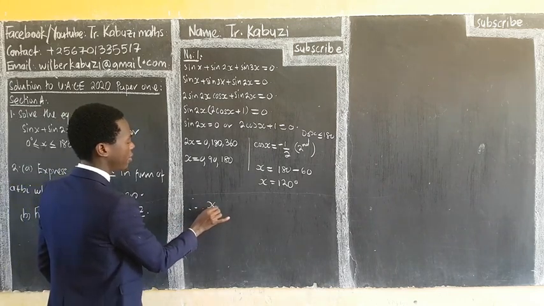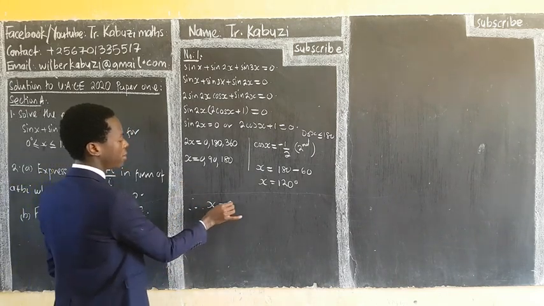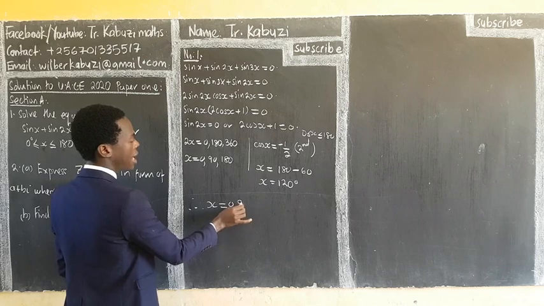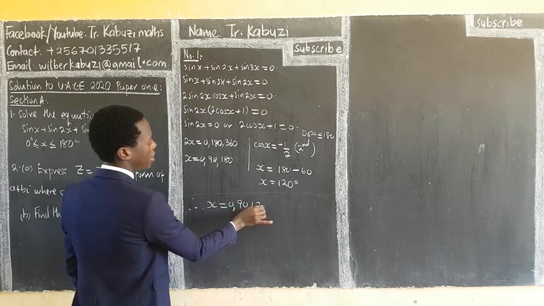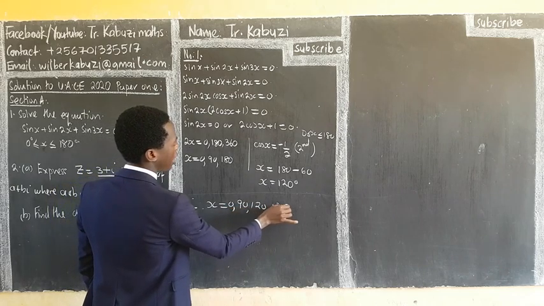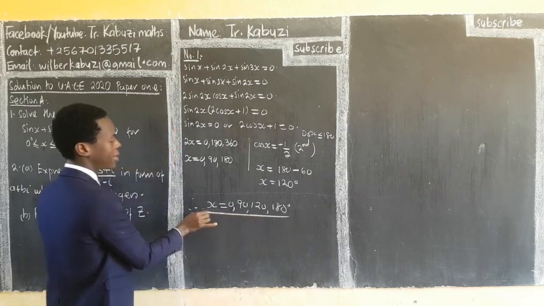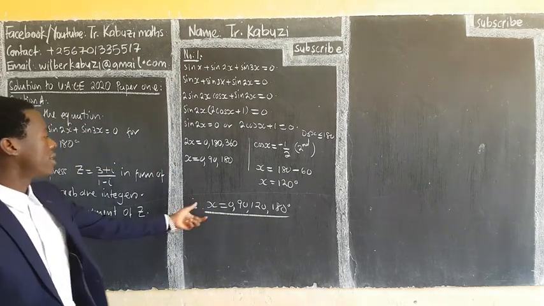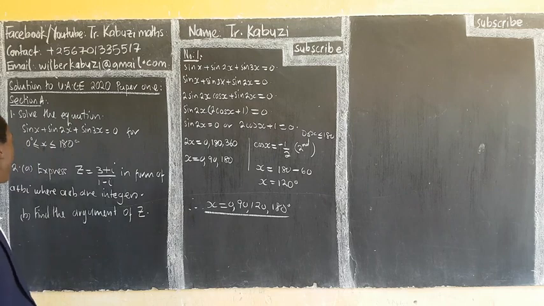So there, the x, I think we can look at the range here. So our x will be now 0, 90, 120, 180 degrees. So that's what you had to do. And I think all these angles are falling in that range.